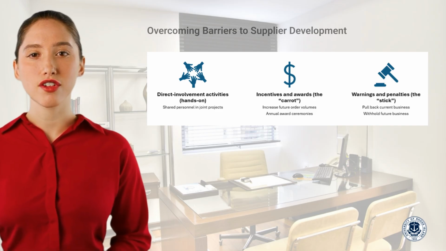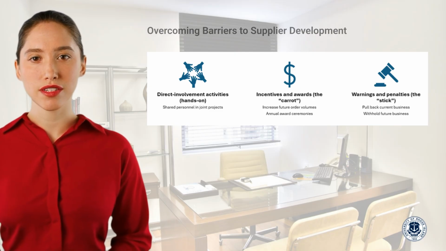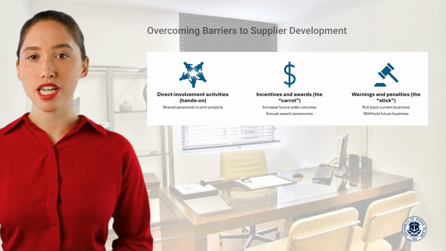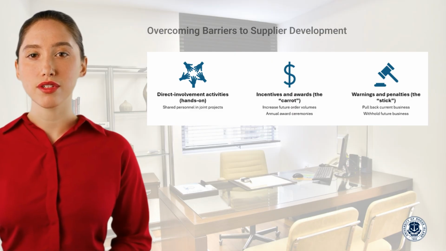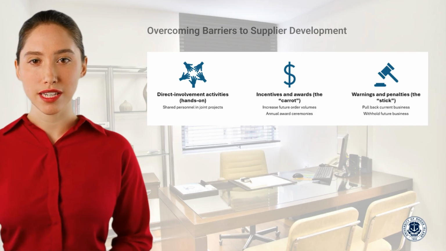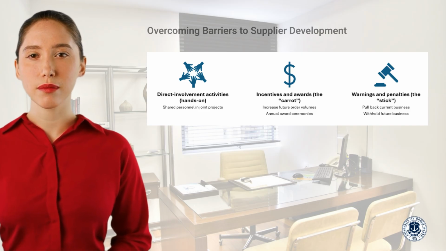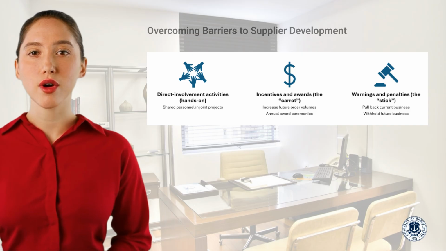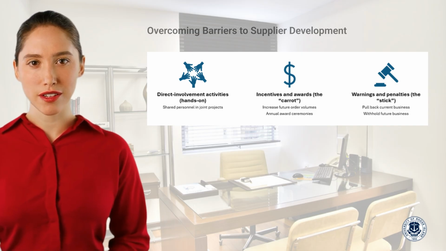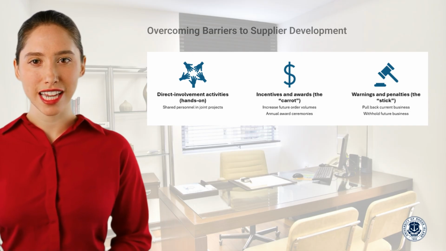First is direct involvement. Instead of only giving feedback, the buying firm works directly with the supplier. This may include shared personnel on joint projects where engineers or quality specialists help redesign processes, improve quality systems, or implement lean practices. Many supplier problems are capability gaps, not resistance, and hands-on assistance helps suppliers improve faster while building a cooperative relationship.